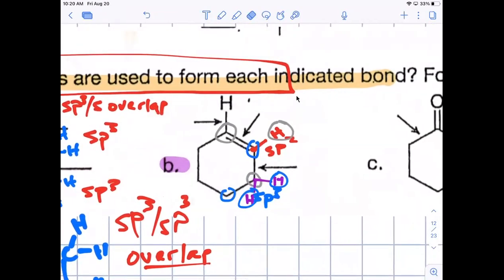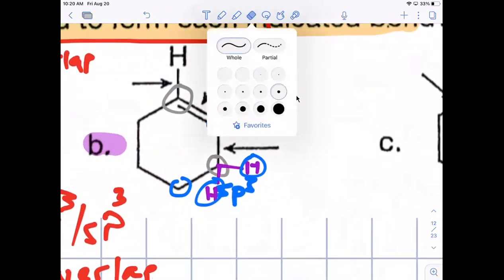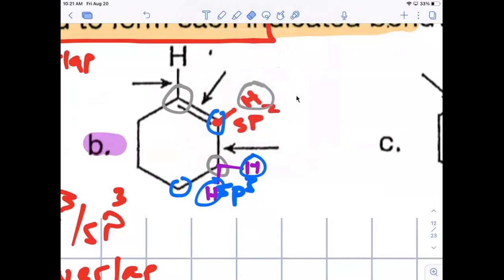So now let's go back and answer the question. What type of overlap is happening between, let me erase all this stuff. Or should I keep it? Is it sp3, sp2 overlap? Very good. Yes, you're absolutely right. It's sp3, sp2 overlap between these 2 carbons right here. Does it matter which order we put those in? Nope.